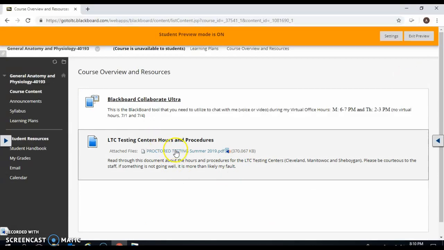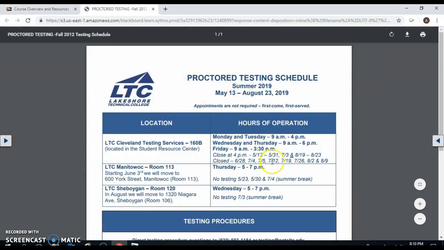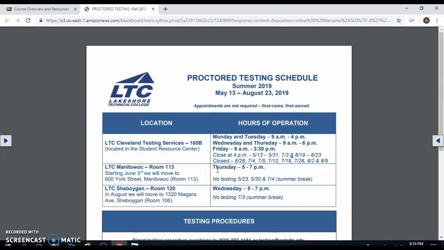All right? So if you go to your learning plans and you go to course overview and resources, you actually have LTC testing centers hours and procedures. And once this opens up, the hours of operation are as follows. You are given an hour and a half to take your lecture exams, to answer approximately 60 questions, okay. Do not show up at 3 p.m., an hour before they close, all right? They will let you take the exam, but you're going to be burning yourself there. Make sure that you give yourself the full hour and 30 minutes, okay?